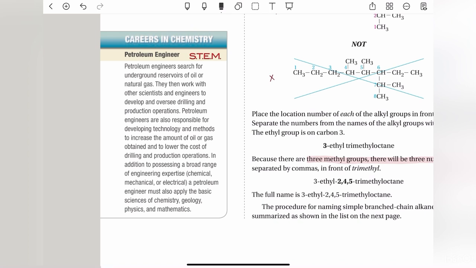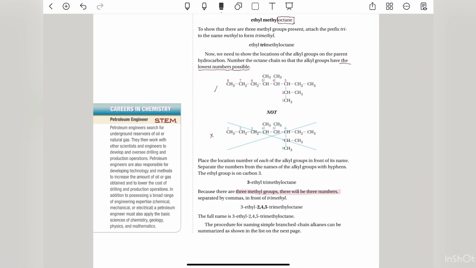It's quite interesting. Careers in chemistry, and how petroleum engineers can apply what we just learned in real life. Petroleum engineers search for underground reservoirs of oil or natural gas. They then work with other scientists and engineers to develop and oversee drilling and production operations. Petroleum engineers are also responsible for developing technology and methods to increase the amount of oil or gas obtained and to lower the cost of drilling and production operations. In addition to possessing a broad range of engineering expertise, chemical, mechanical, or electrical, a petroleum engineer must also apply the basic sciences of chemistry, geology, physics, and mathematics. So this is applicable because oil and gas are 2 major sources of hydrocarbons.